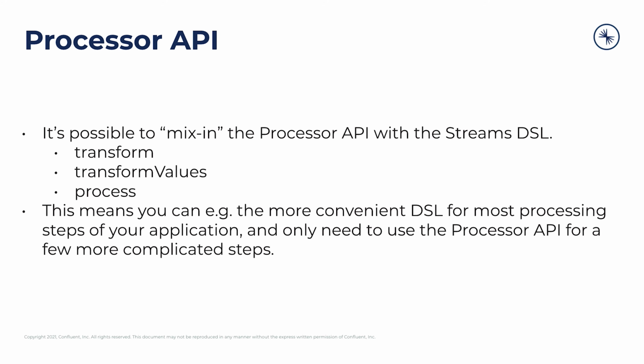So the way that you can do this is using special operators in the DSL called transform, transform values, and process. Now, these just allow you to specify a processor supplier, like we saw in the earlier example, where you just define a processor and you can insert any amount of custom logic, state stores, commits, punctuations, all of the same things that you can use in the processor API, and they just become one step in the middle of your DSL application. So it's great because you can use the more convenient DSL for most of the processing steps and only insert the processor API when you need to dig down into a lower level API to get those more complicated details. So that's the processor API.